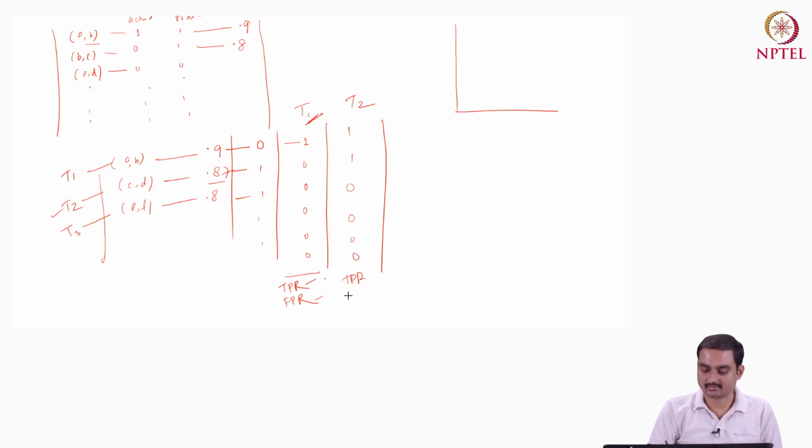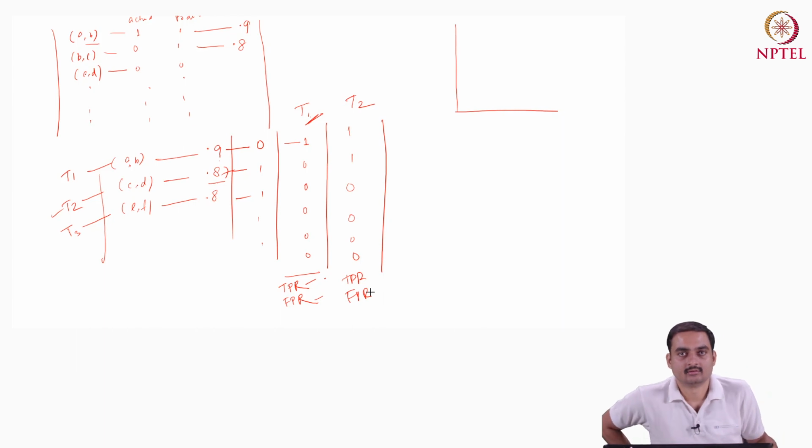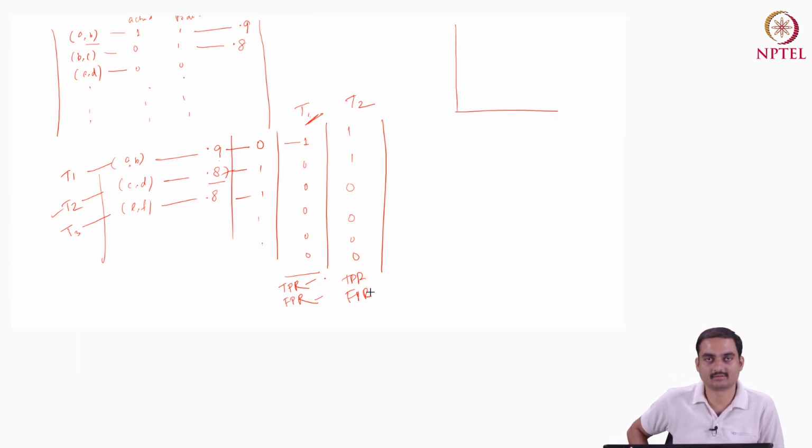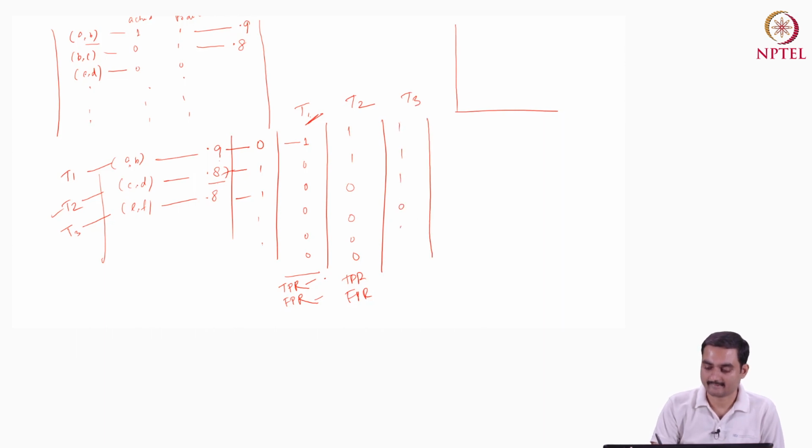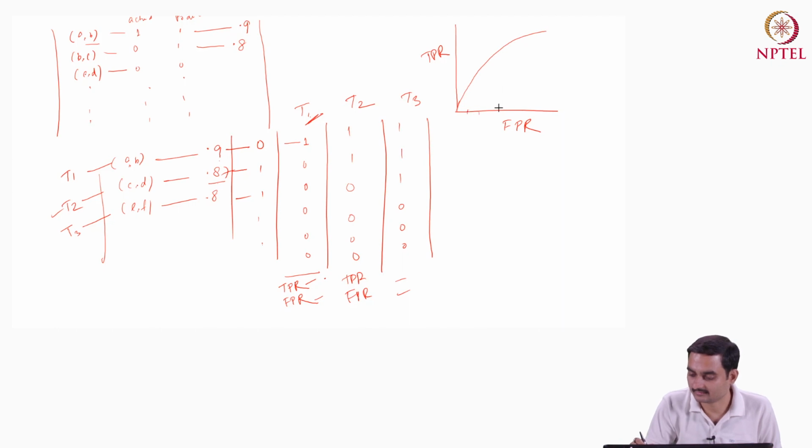So true positive rate and false positive rate you can measure. T3 similarly you can measure. Okay. So these are all pairs and you have false positive rate and true positive rate. You can plot it, right? Let us say the plot looks like this, and remember this always ranges between 0 to 1. This also ranges between 0 to 1.